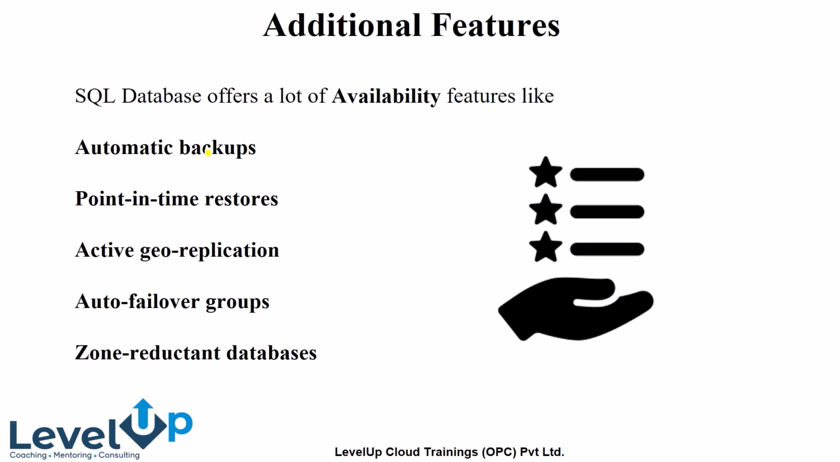And there is point in time restore. Whichever point in time I want to go back to and restore a database, I can do that. And there is one more beautiful feature, which is active geo replication. That means your database can be replicated to multiple geolocations, and we can also configure failover and zone redundant databases to make sure our database is highly available. Okay, these are some of the features of Azure SQL Database.